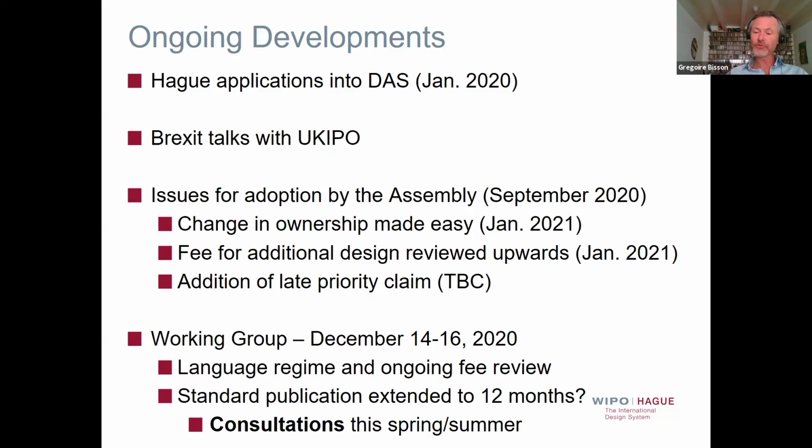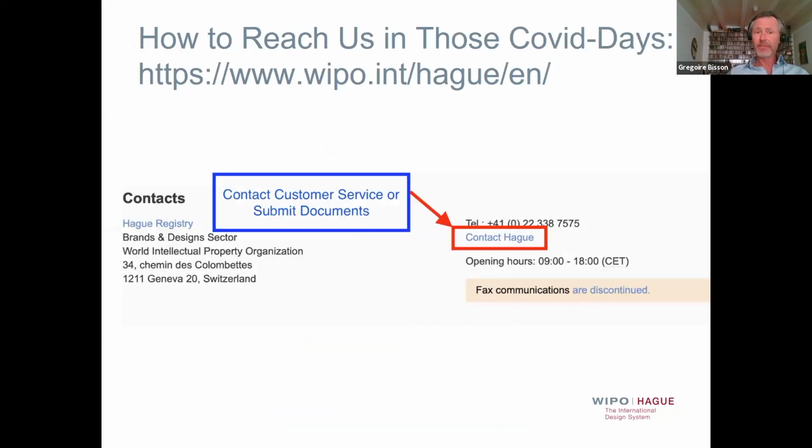So we intend to do this through consultations that will be launched later this year in the spring or summer. But again, it's important that the AIPPI make its voice heard in that context. My last slide, in those difficult times, how can you reach us? But first, let me rebound on what Ken said. We're fully operational. We have examiners. All examiners are looking at your applications from home and processing them as normal.